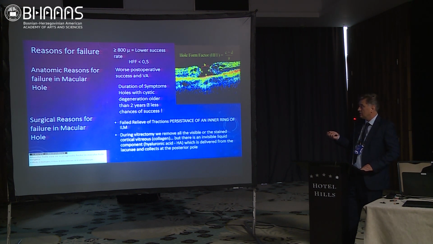relief of tractions and persistence of an inner ring of ILM. During vitrectomy, we remove all the visible or stained cortical vitreous collagen, but there is an invisible liquid component, hyaluronic acid, which is delivered from lacuna and collects at the posterior pole. It may be a reason for failure. That is why, after peeling the ILM of the macular hole, I do drainage directly to the hole and completely close the hole on the table.